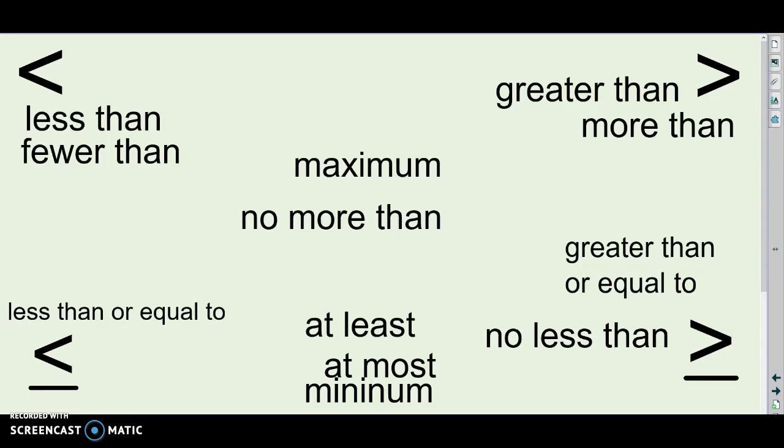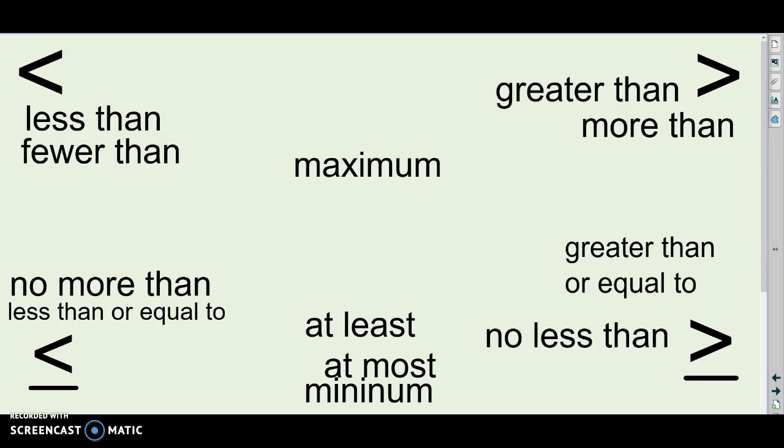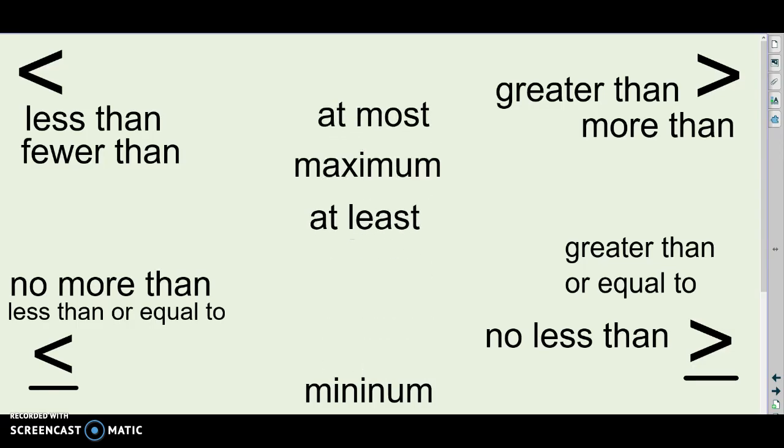Let's go back. I think we were maybe talking about this one, no more than. You can eat no more than 2 pieces of cake. You could eat 2, you could eat 1, something less than 2, but no more than that. So it would go with less than or equal to. How about at least? Well, you have to have at least 25 points in the game to win. Well, I need that many or more. So that many or greater than or equal to.